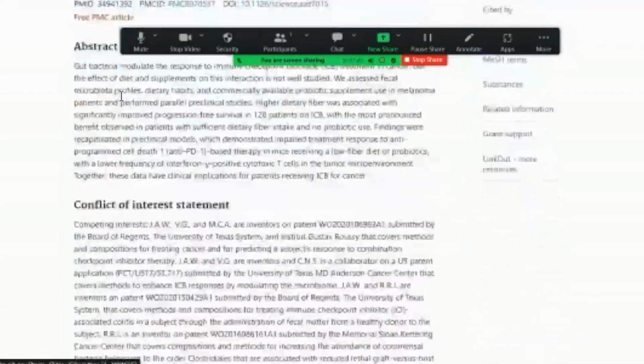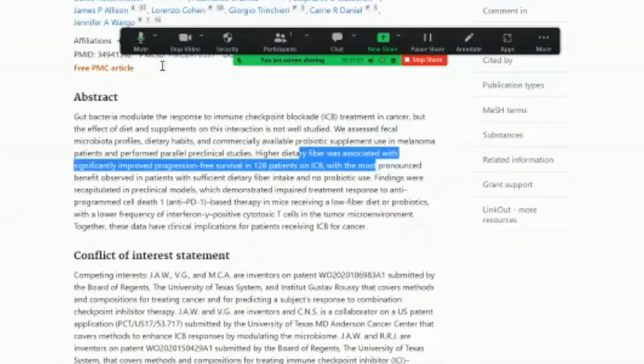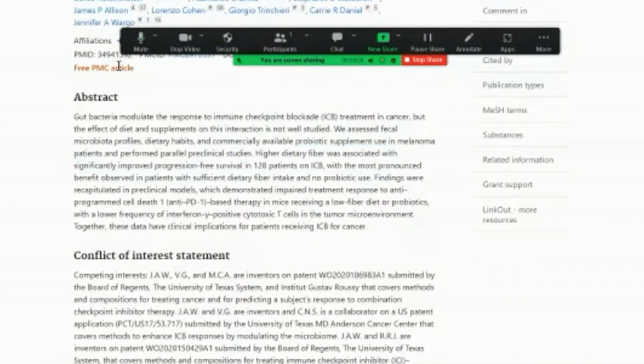So the next thing is, what does the study inform on? What does it say here? Higher dietary fiber was associated, keyword, with significantly improved progression-free survival in 128 patients. So 128, quite a small group, but it is probably a well-regulated study, so it might be why it's a smaller group. Associated, as mentioned earlier, the key word. Association doesn't inform on risk. So this wasn't a cause and effect study. There's too many confounding variables.